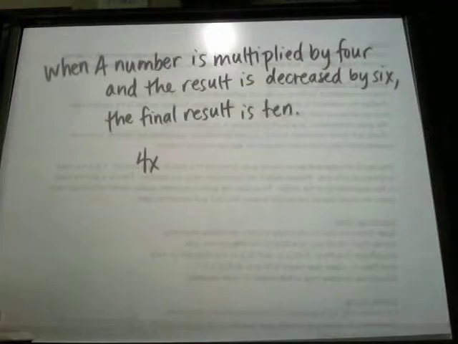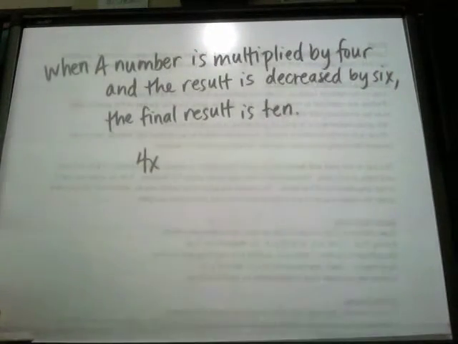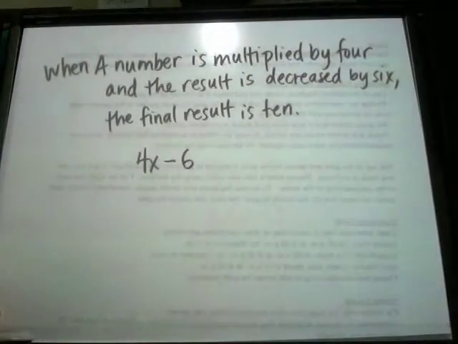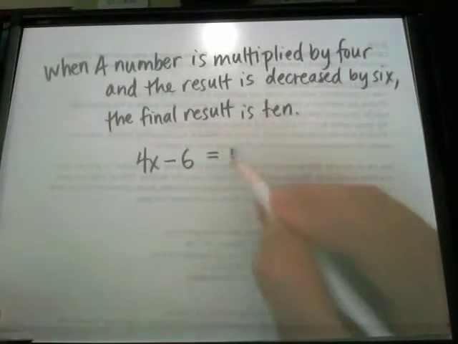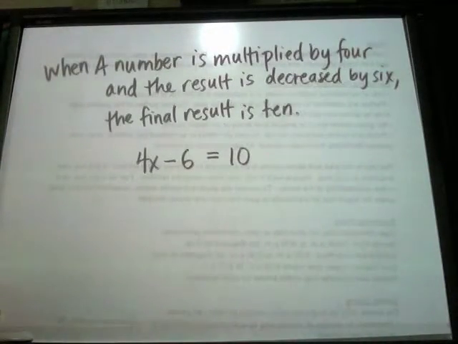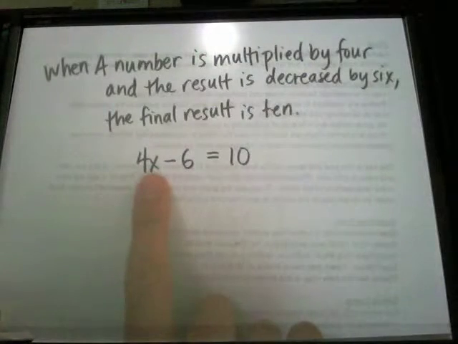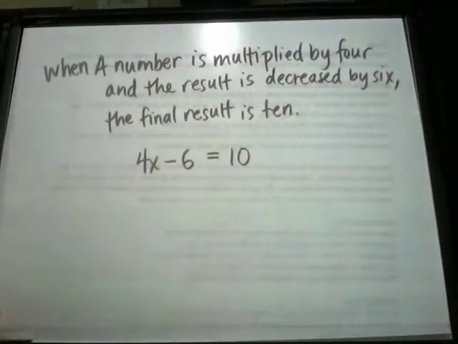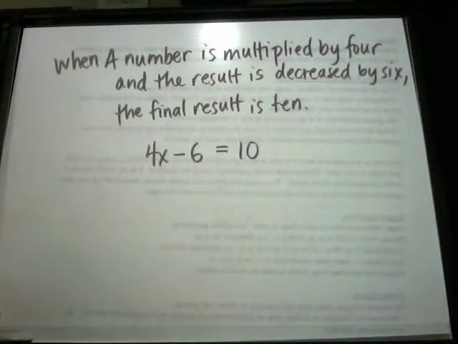Now, a number is multiplied by 4, and the result of this is decreased by 6. What does decreased by mean? What operation is that? Yeah. The result of this is decreased by 6. The final result is 10. When a number is multiplied by 4 and the result of that is decreased by 6, the final result is 10. Now, I wanted to do that one first just to show you.